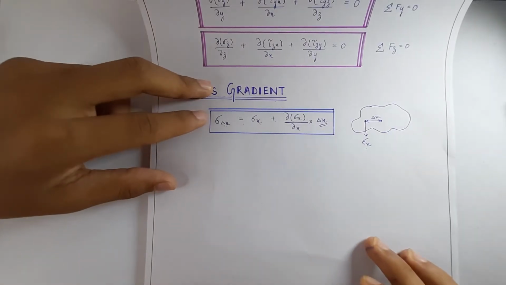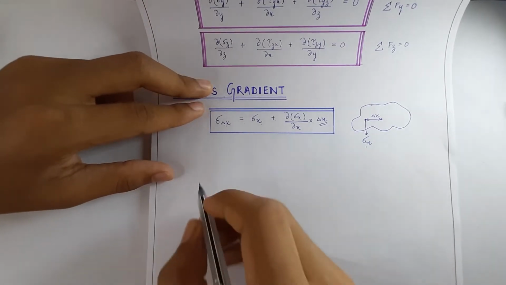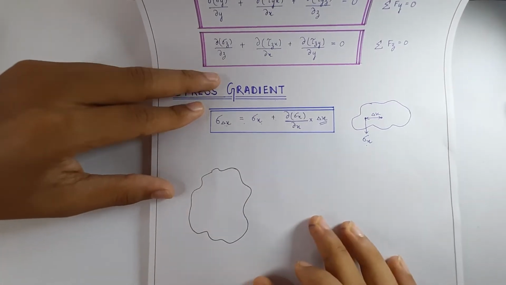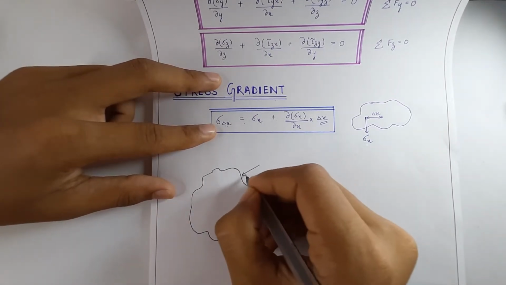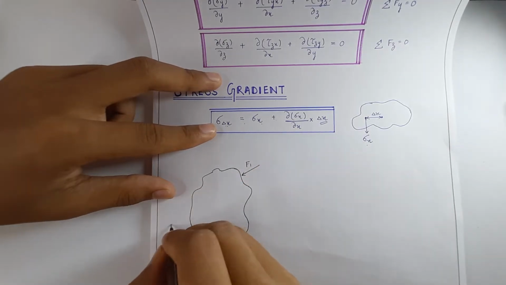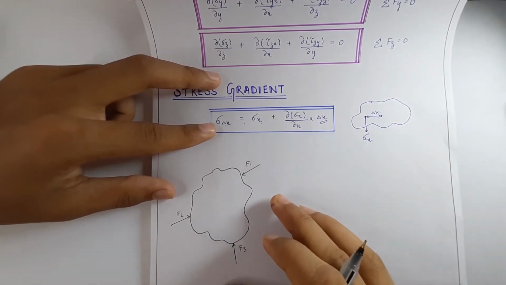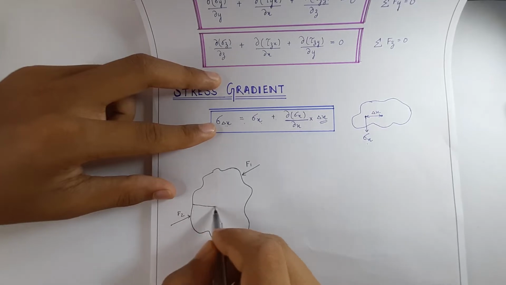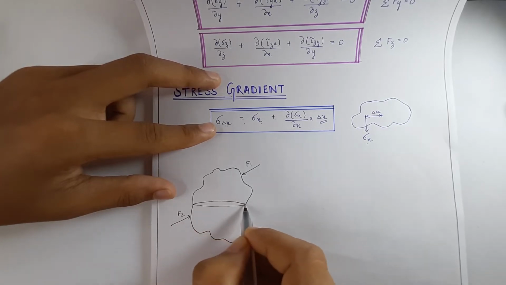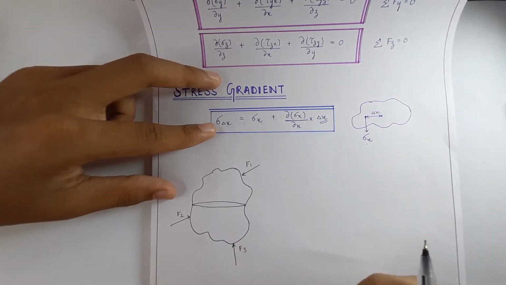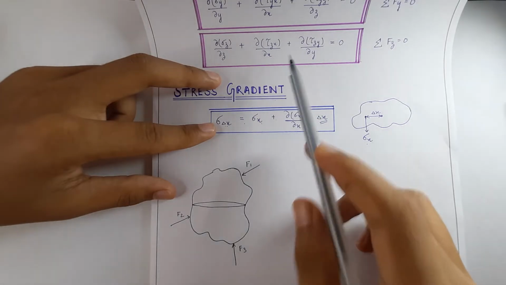Now let us start the derivation. Suppose we have a body, say any random shaped body. If we apply external loads to it, say F1 in this direction, F2 in this direction, and F3 in this direction. Under the application of these various loads, if we take into consideration any internal surface inside this body, it will have some resisting force inside it, and those resisting forces will give rise to the derivation of these three equations.